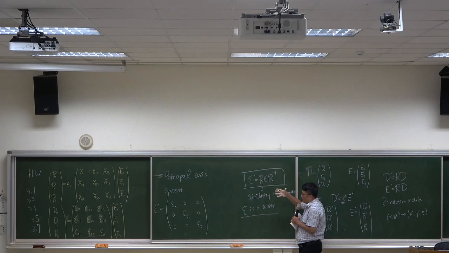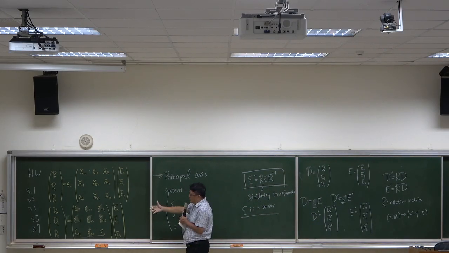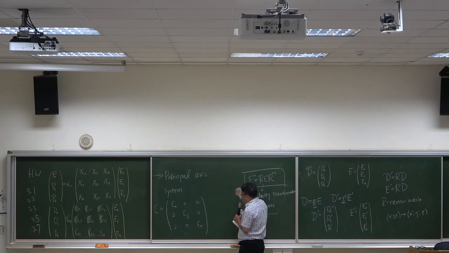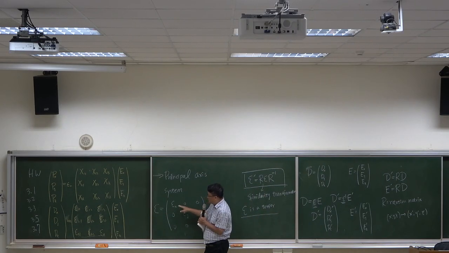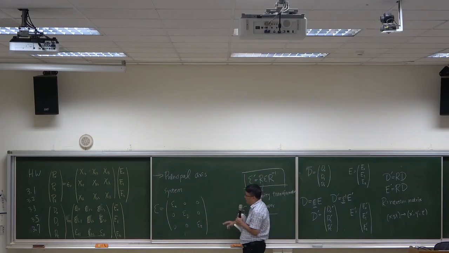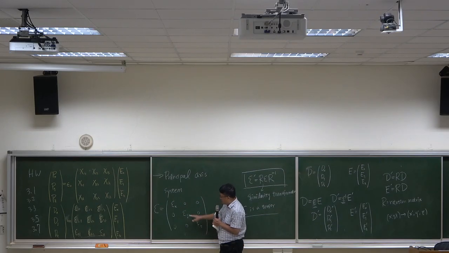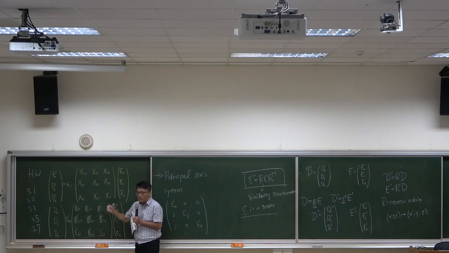So finally, we have the 3 coordinate axes along the 3 eigenvectors of this tensor epsilon. Then, in this new coordinate system, the epsilon tensor becomes a diagonal matrix. These 3 elements in this diagonal matrix are in fact the 3 eigenvalues of this epsilon matrix.